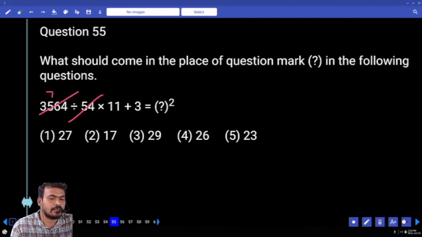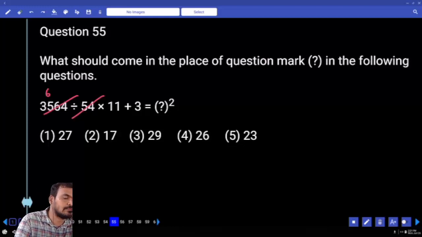350 plus 28 is 378, but here the value is 356, or not? Means it is 6 times or 7 times? 6 times, 54, 6 times, 324. What is the remaining value? 32, or not? Again we are getting 324. How many times? 6 times.